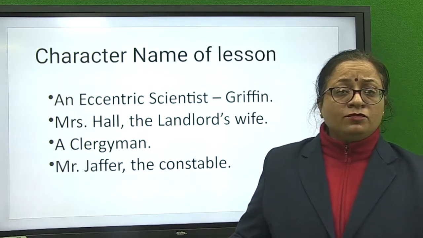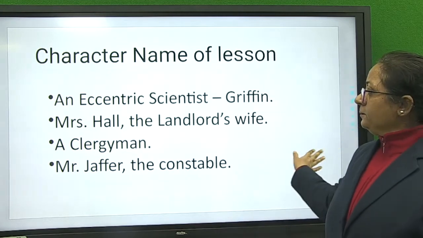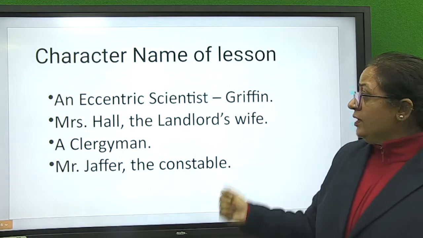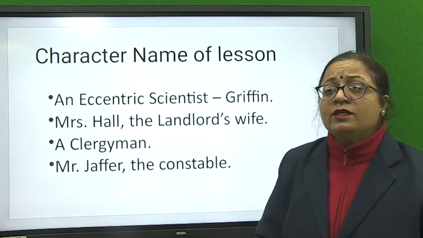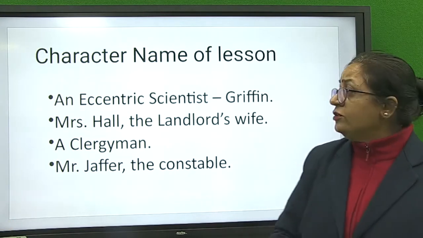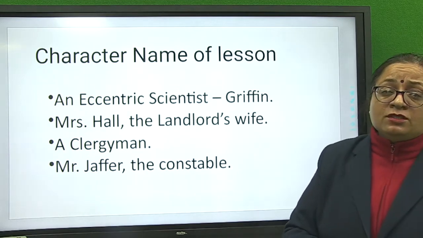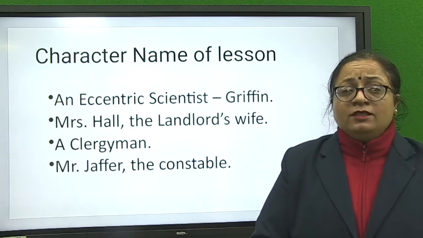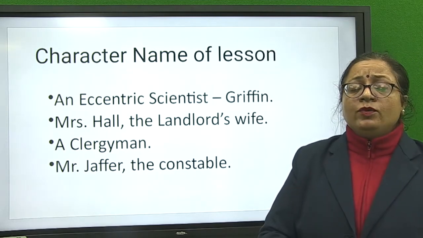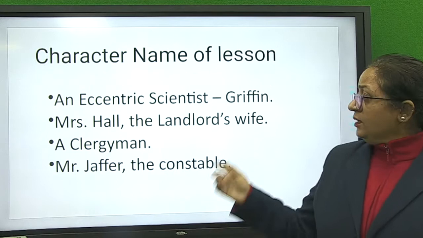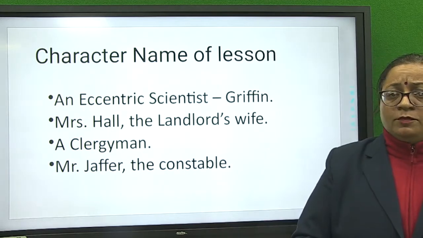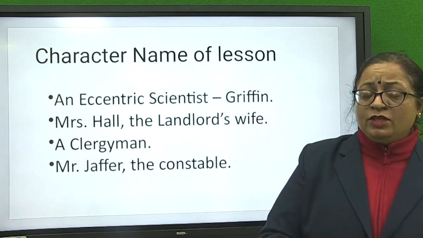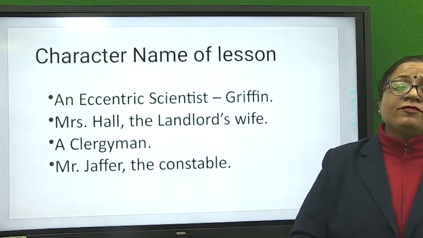First let's have a look at the characters in this story. The characters are Griffin, as I told you, the main person who was doing the research, and then we have Mr. and Mrs. Hall. They are the owners of the inn where he stayed while in Iping. And then a clergyman, Mr. Bunting, whose house he stole money from. And then Mr. Jaffers, the constable.